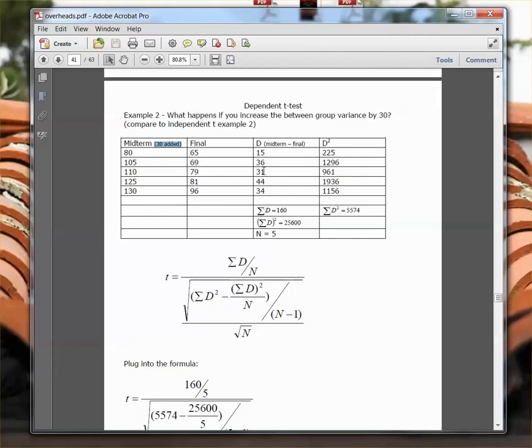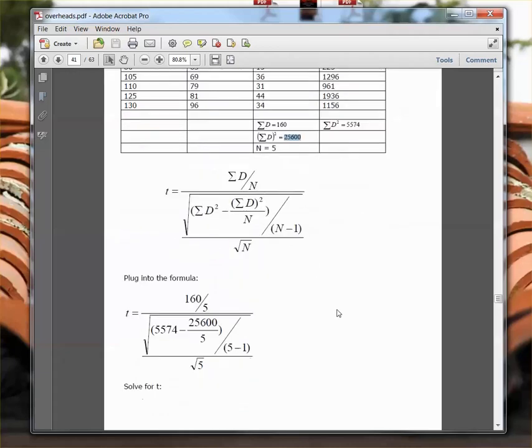So here's our D score. Remember, we get midterm minus final. There's your D score, sum of D. And then, of course, 160 squared is this. We still have 5. Then we square each of these values and sum them up. Now you just substitute into the formula. Hopefully you're not confused by that.